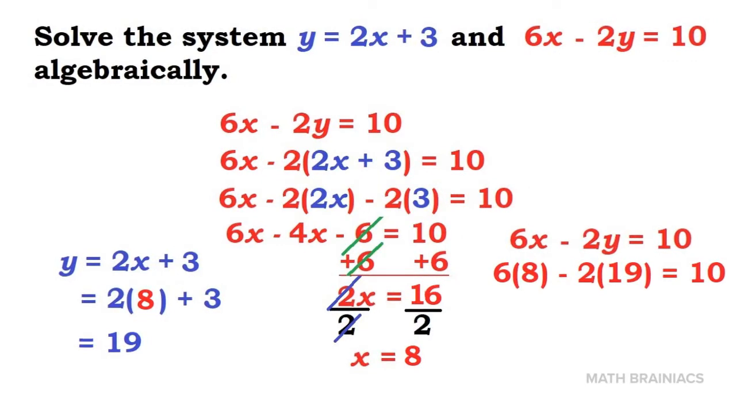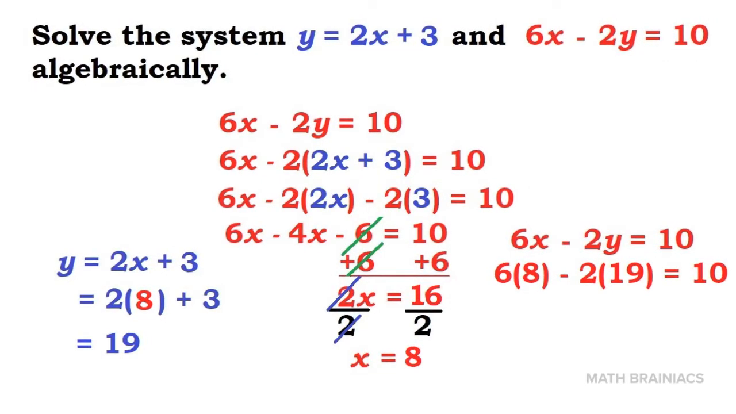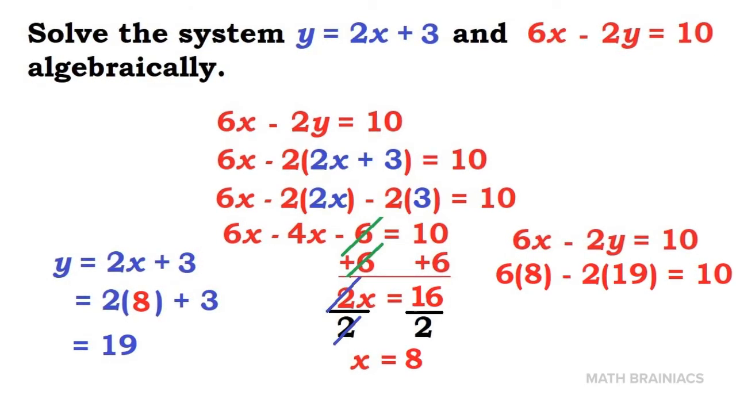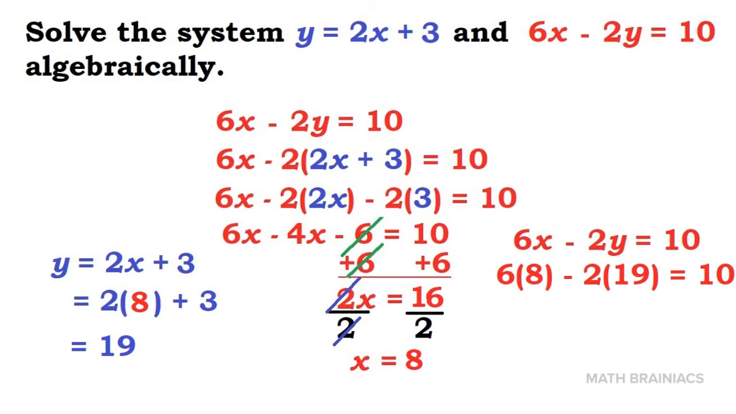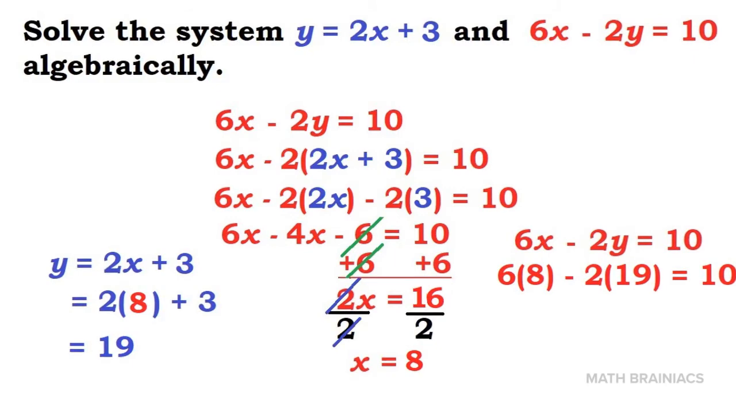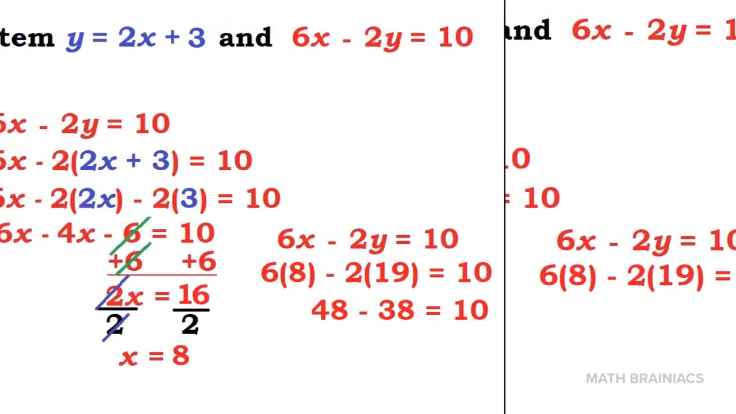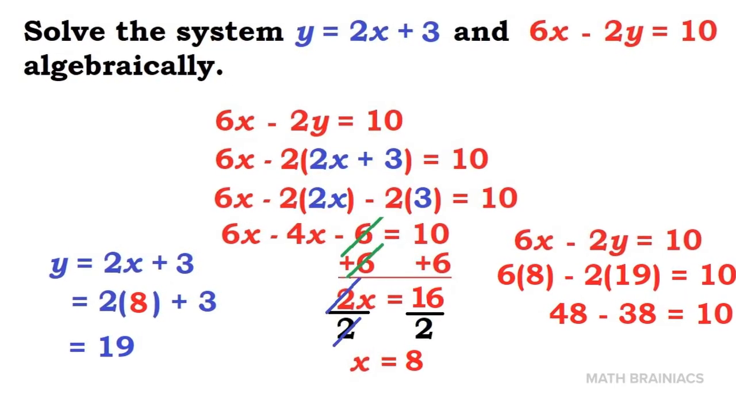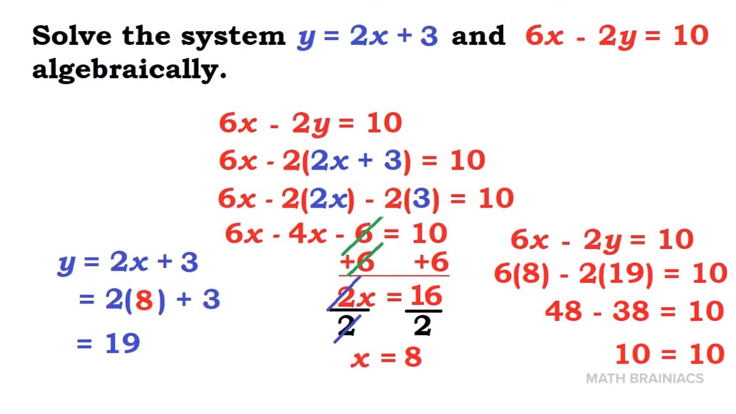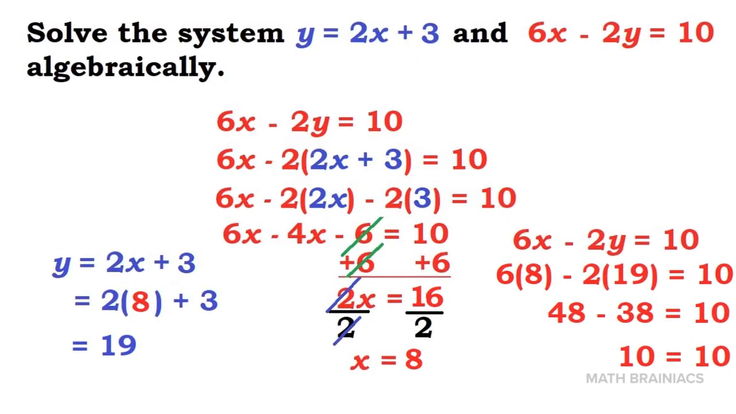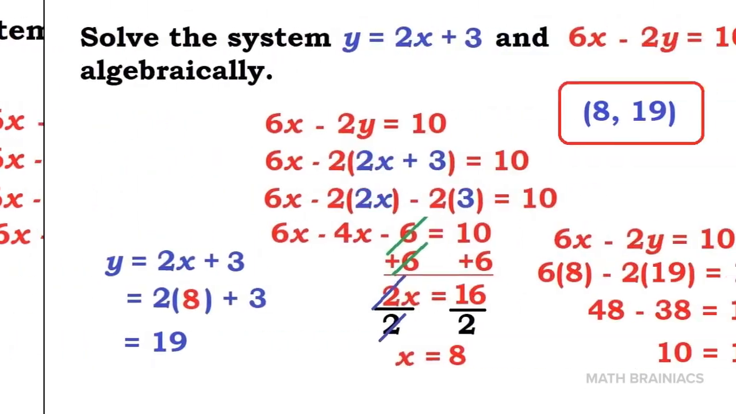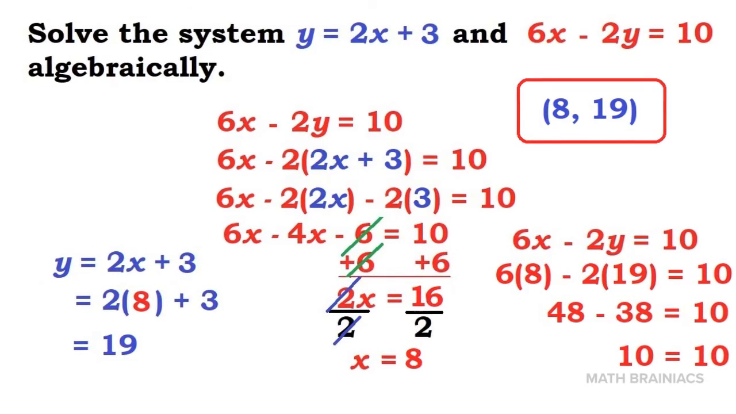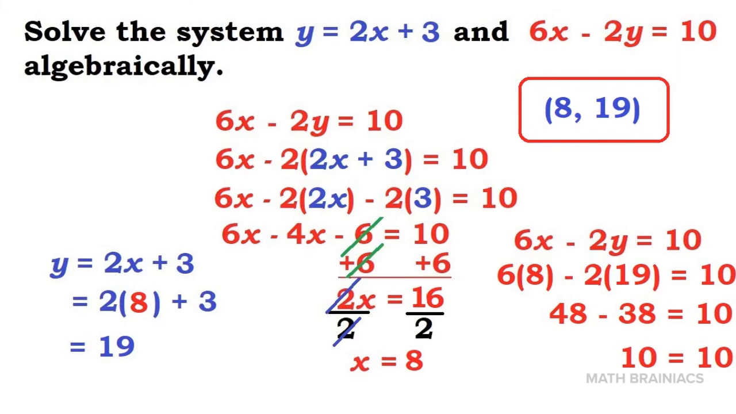Let us substitute the value of x and y on the second equation so that we can check if our answer is correct. Accordingly, 6x minus 2y is equal to 10. Therefore, substituting the values of x and y, it will give us 6 times 8 minus 2 times 19 is equal to 10. Simplifying the multiplication, it will give us 48 minus 38 is equal to 10. Subsequently, it will give us 10 is equal to 10. Therefore, our answer is correct. Hence, the solution for the system y is equal to 2x plus 3 and 6x minus 2y is equal to 10 is 8 and 19.